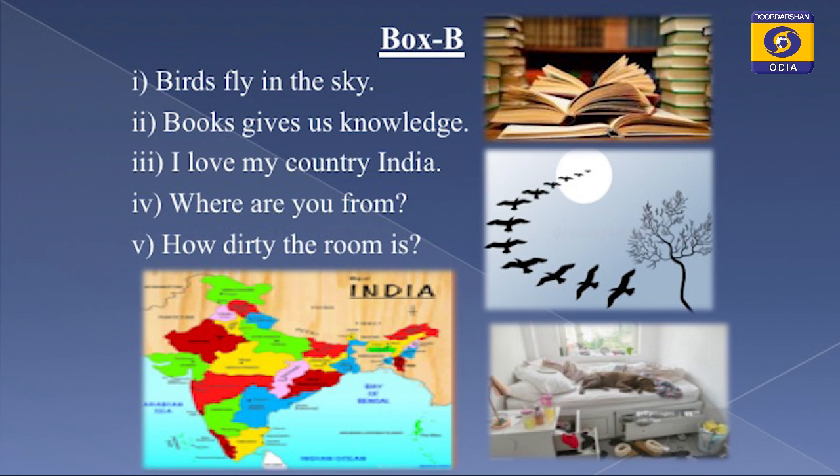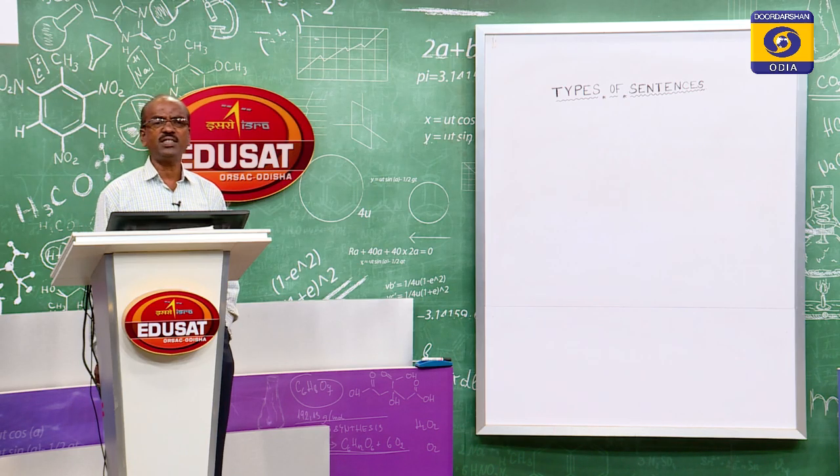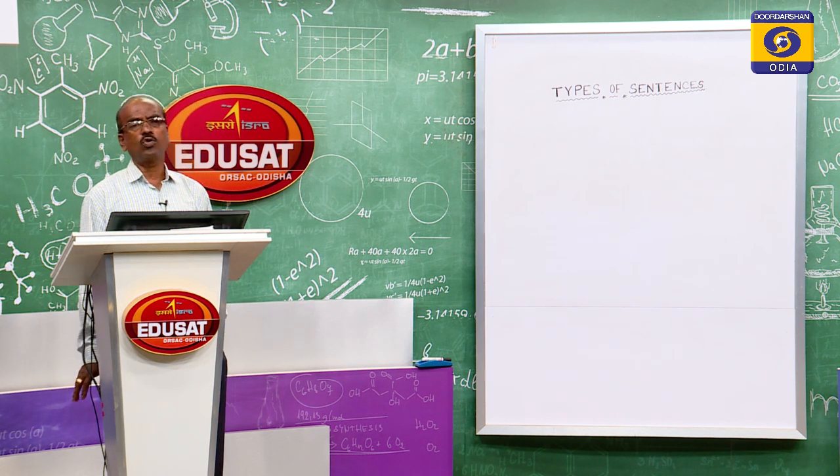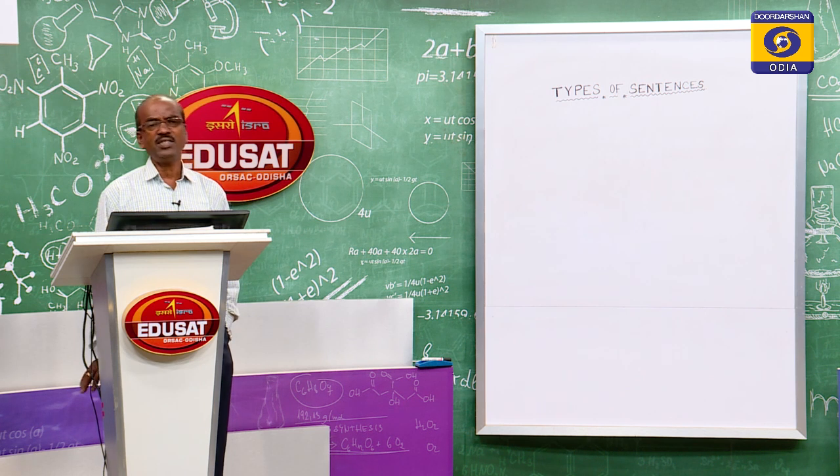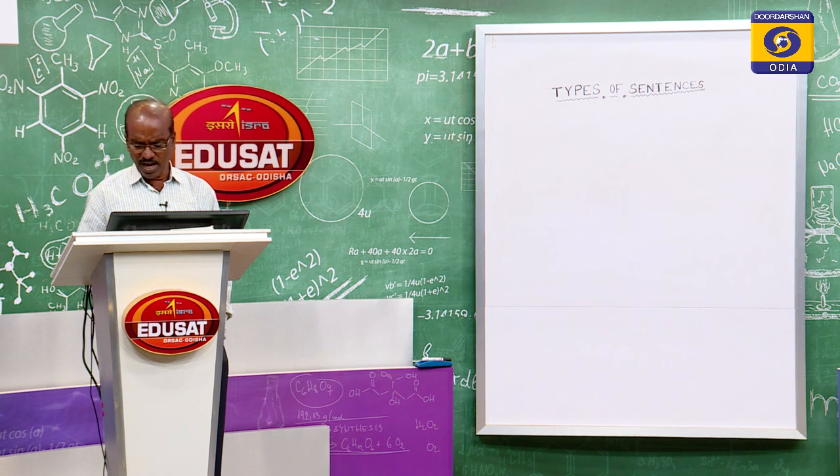Where are you from? This is also a sentence. It also gives us some meaning. So the last one is, how dirty the room is. Can we say this is a sentence? Yes, this is a sentence. So now you see, there are 5 sentences in box B. In all the sentences, the words are arranged in a proper order. It has some meaning. So these are sentences.